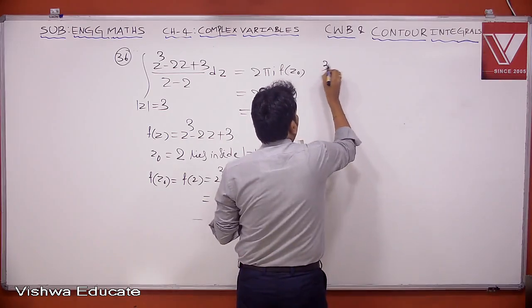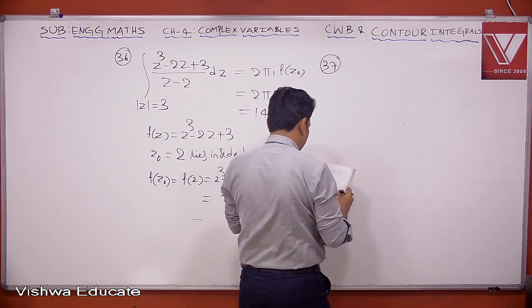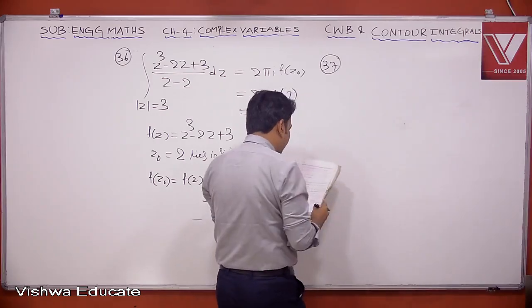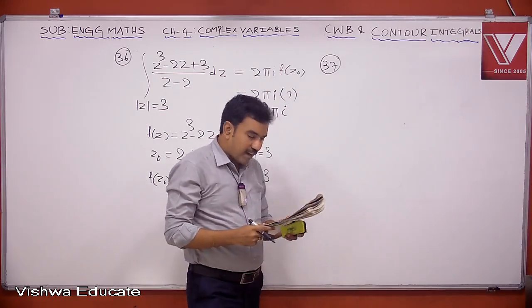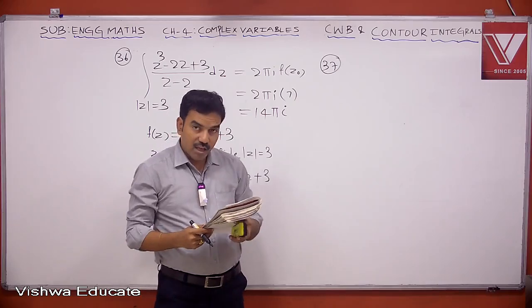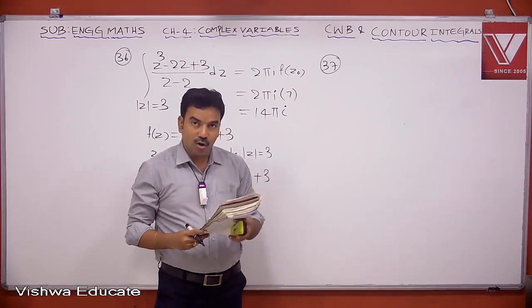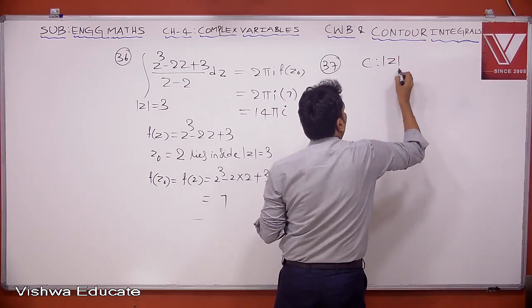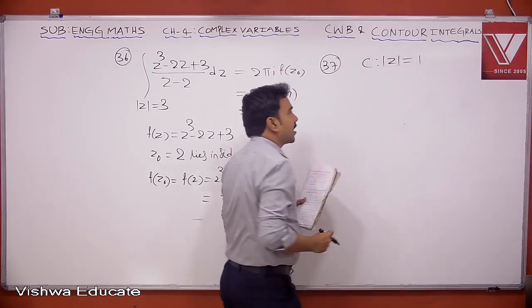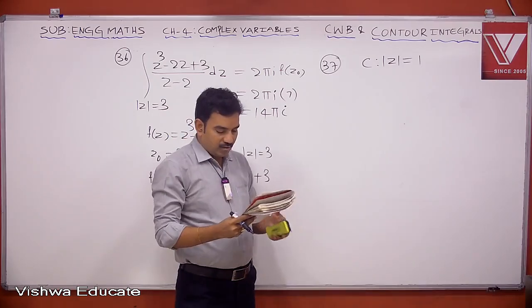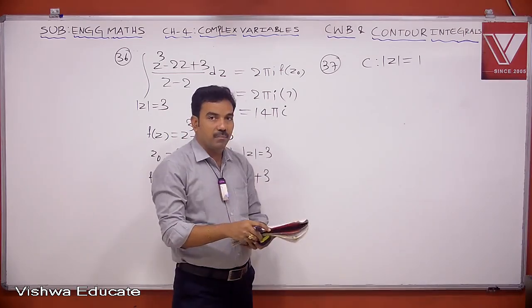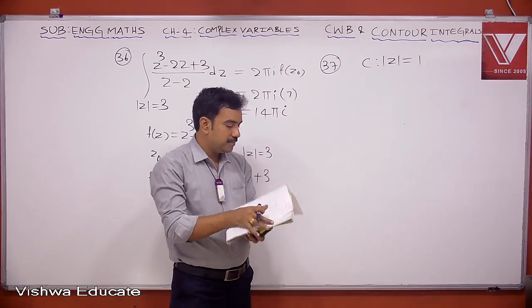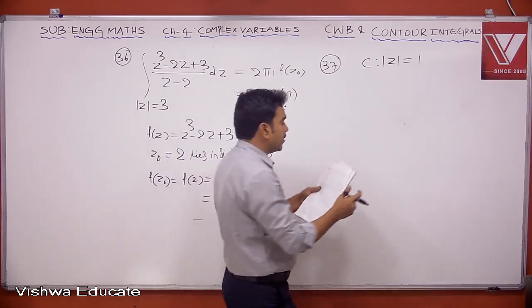Next question, 37. Let Z be a complex variable for a counterclockwise integration around a unit circle C centered at origin. So what is the contour? The contour C is described by mod Z equal to 1. Unit circle means radius is 1, centered at origin. Therefore, it is given by mod Z equal to 1. And it is given like this.